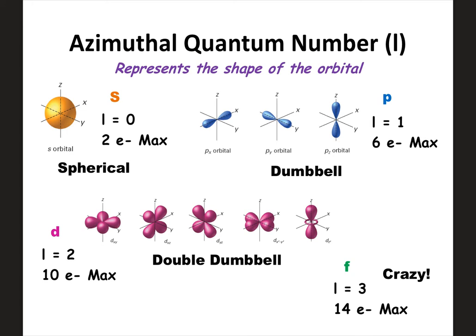So anytime you're asked about the azimuthal quantum number or you're trying to figure out the azimuthal quantum number, you need to pay attention to what sublevel you're dealing with. And you need to know that S starts at an L value of 0 and it just increases by 1 as you go from S to P to D to F.